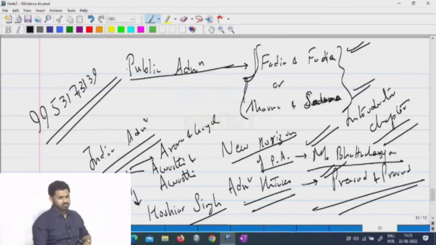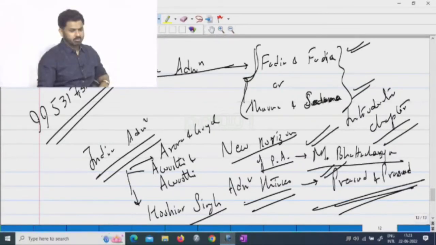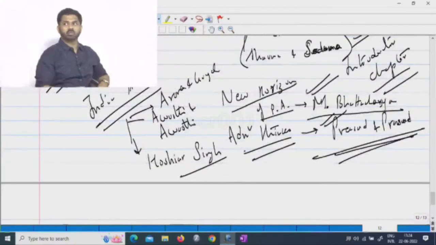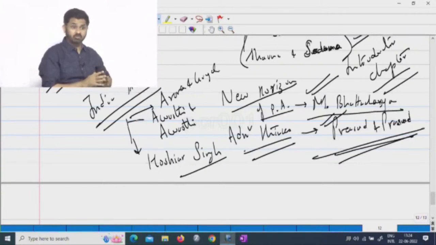M. Bhattacharya. Administrative Thinkers by Prasad and Prasad. Then Indian Administration: Arora and Goyal, Awasthi and Awasthi, and Hoshiyar Singh. So I think I have told you about the books on public administration, only briefly here.